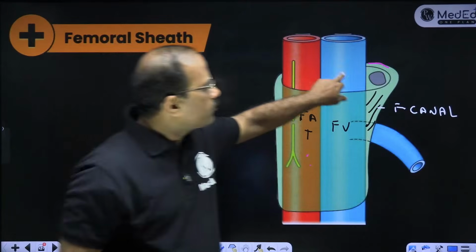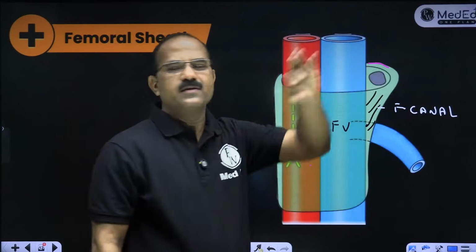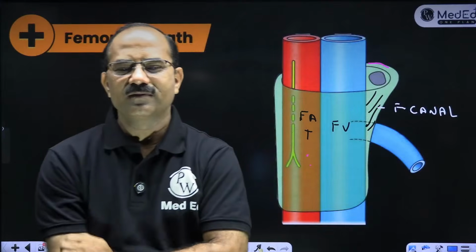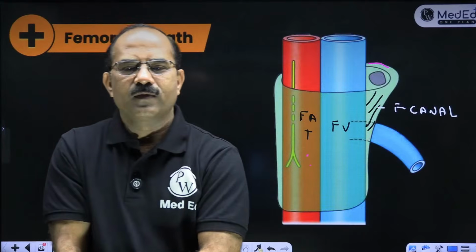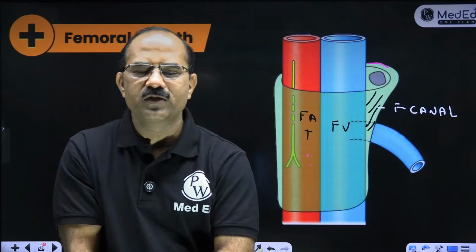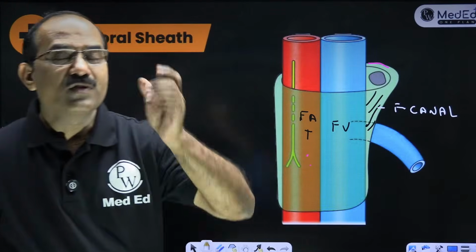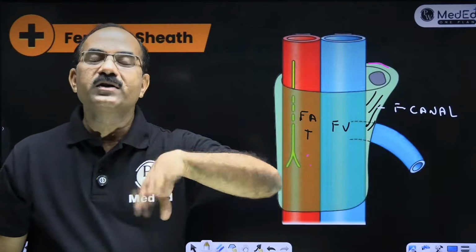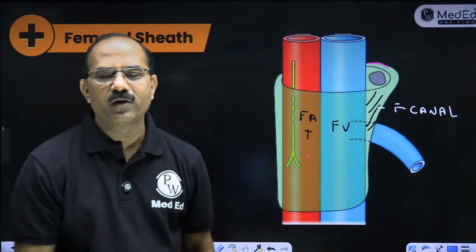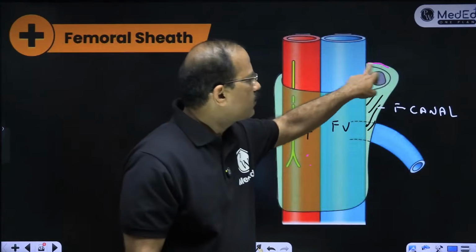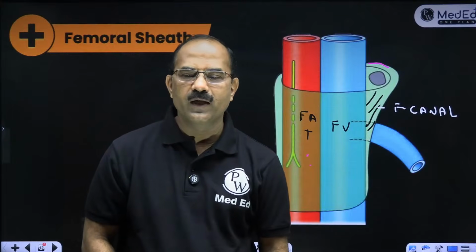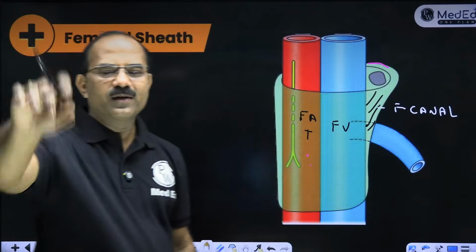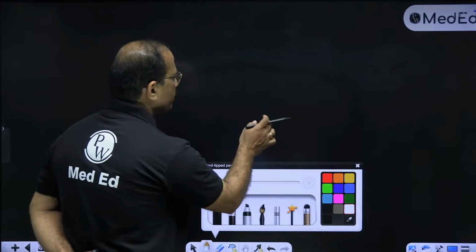The upper part of the femoral canal is known as... answer this. Femoral nerve is not a content of the femoral sheath. Yes, the femoral nerve is not a content of the femoral sheath, but it is a content of the femoral triangle. What is this? Femoral ring. The upper part of the femoral canal is known as the femoral ring.